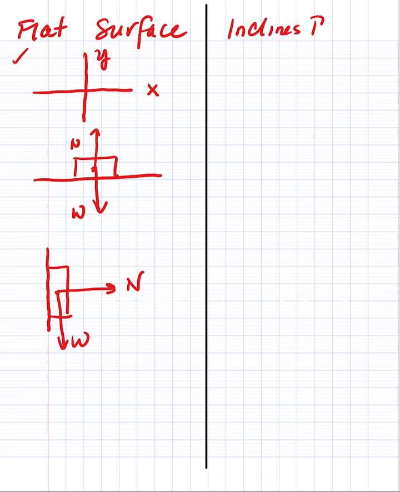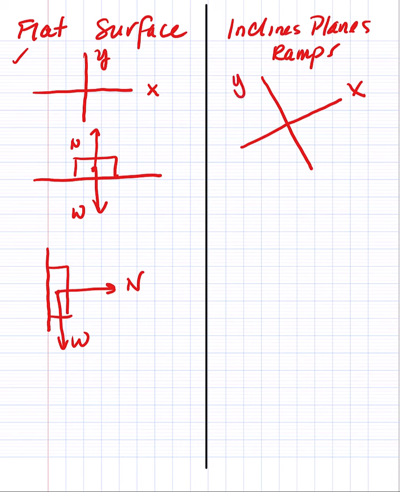Inclined planes or ramps, the x and y rotate. So what happens is the plane of the incline is your x and the y is perpendicular to the surface. So if I have an inclined plane that looks like this, my weight is again perpendicular to the earth, because if I look at that inclined plane, this is my ground here. So it is perpendicular to the earth.